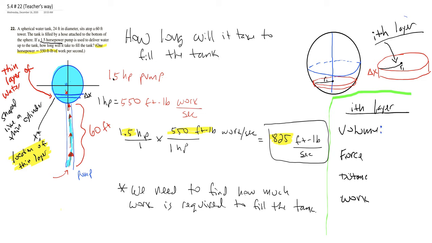So the volume is pi r squared times height. Base area times height, right? So the volume of the ith layer, our little sliver right here, this guy right here.